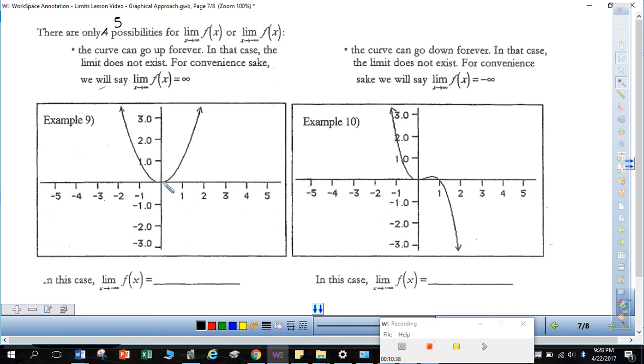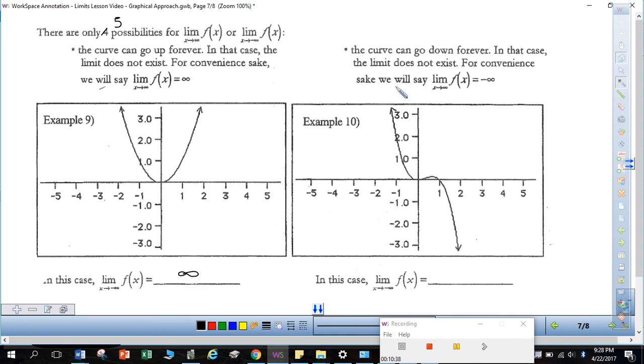So let's see how that compares to our picture here. The limit as x approaches infinity is what's happening as the x values are getting infinitely large. The y values are also getting infinitely large. So approaching positive infinity, a very, very large positive number. In this case, the limit as x approaches negative infinity, as the x values are getting smaller and smaller, the y values are still getting larger and larger, so that limit is also infinity.